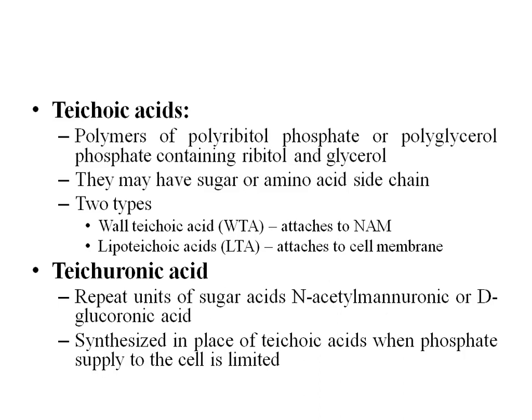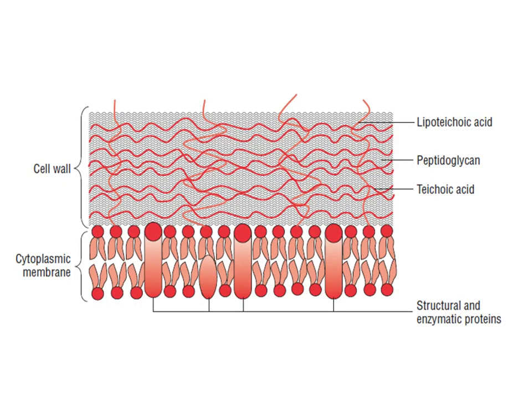The next structure is teichuronic acid. This is nothing but repeating units of sugar acid, that is N-acetyl mannuronic acid or N-acetyl glucuronic acid. They are synthesized in place of the teichoic acids when the phosphate supply to the cell is very much limited. This is the diagrammatic picture of the gram-positive cell wall.